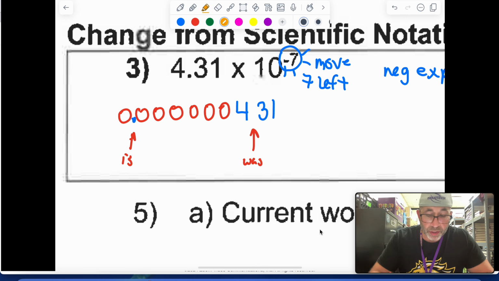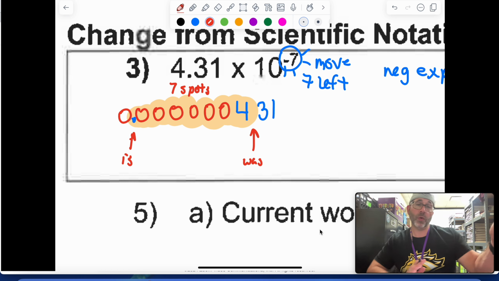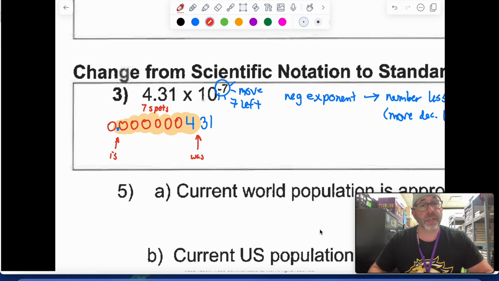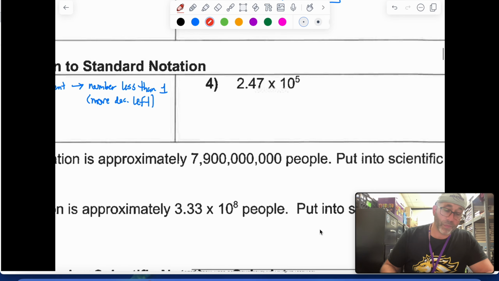And again, if we look, between here there are a total of 7 spots, between where it was and where it is. And remember that this should be a number smaller than 1 because it's a -7. Okay, to the left. All right, let's do this one more time.